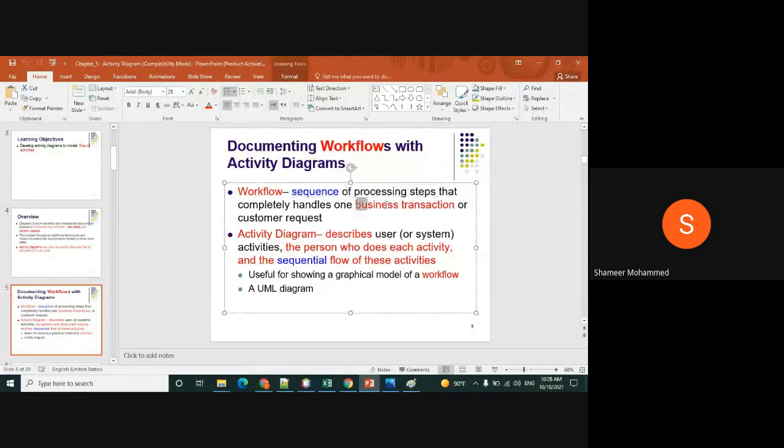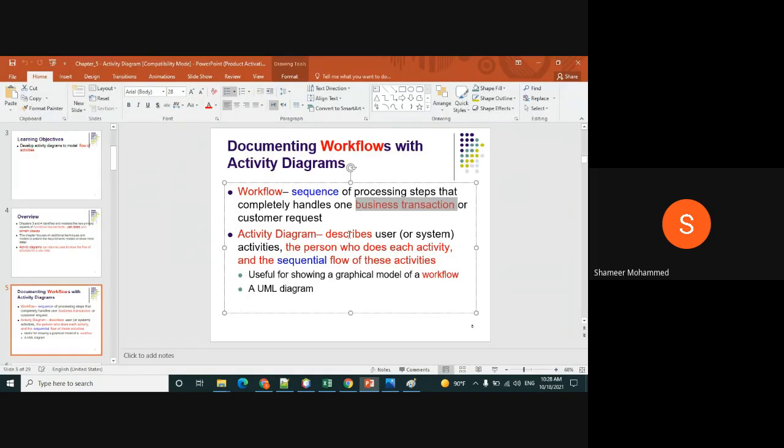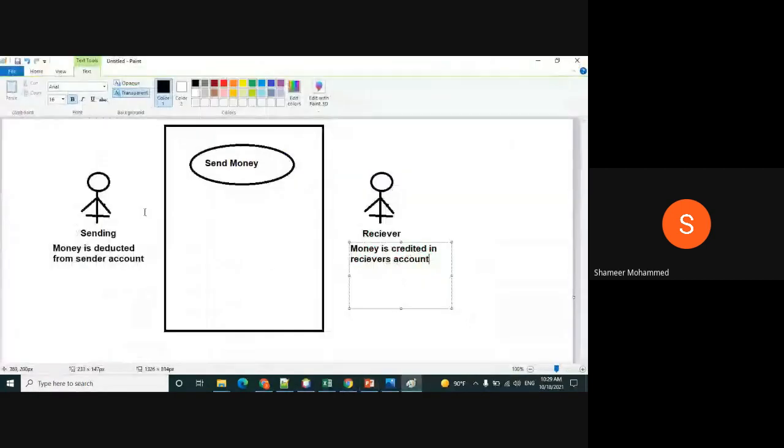So the processing steps are that. This is a business transaction. Take the money from this person, send the money to this person. In between that, you have steps 1, 2, 3, 4. That is the workflow, a business transaction. You are requesting the bank, as a customer, to send money. Khalid is sending money to Moment.